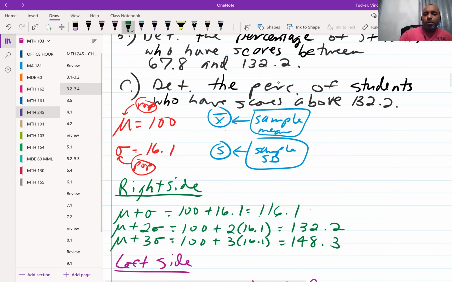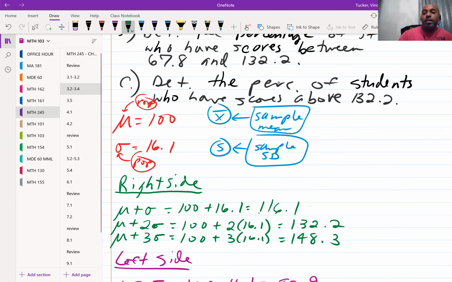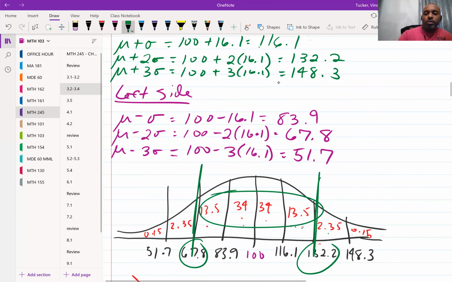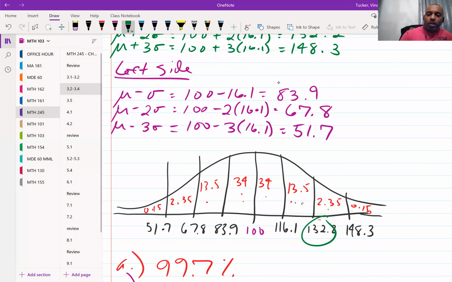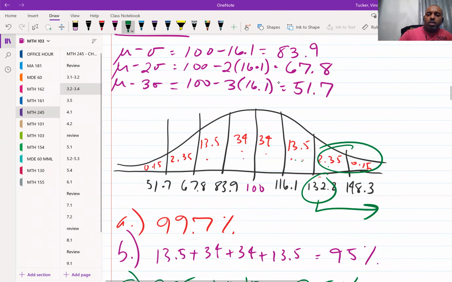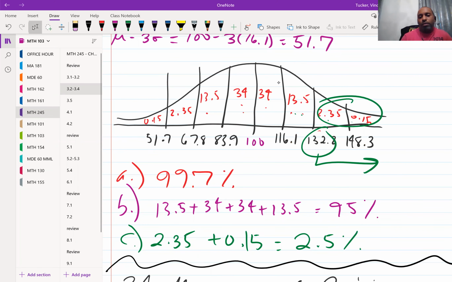C, it says determine the percentage of students who have scores above 132.2. So you go to 132.2 and you say above, you're talking about to the right of 132.2. So that's these two values. So that's why you add together 2.35 and 0.15, which would be 2.5% of the students we expect to score higher than that 132.2.